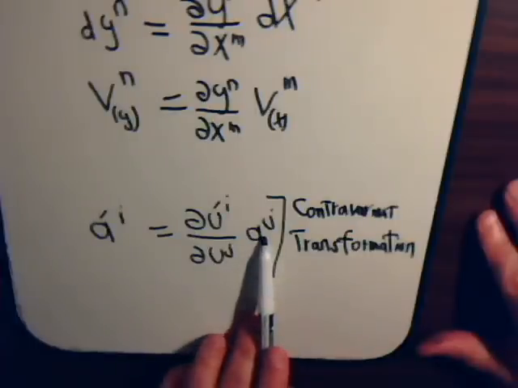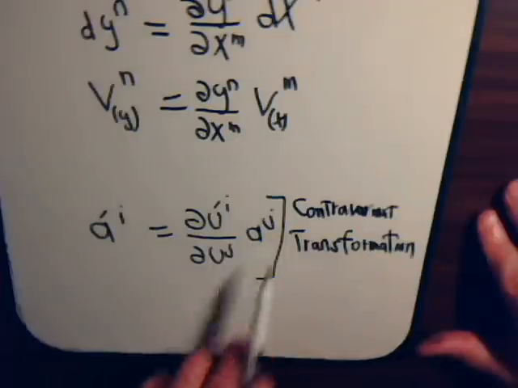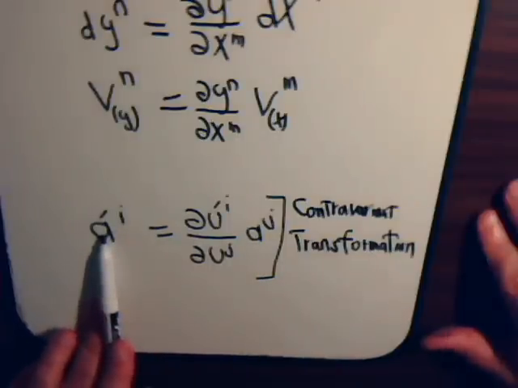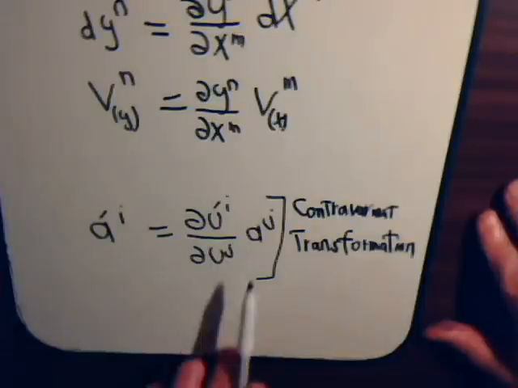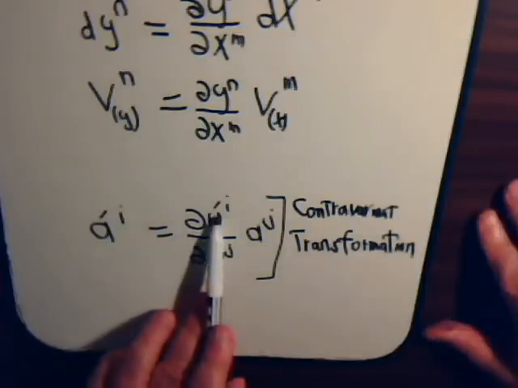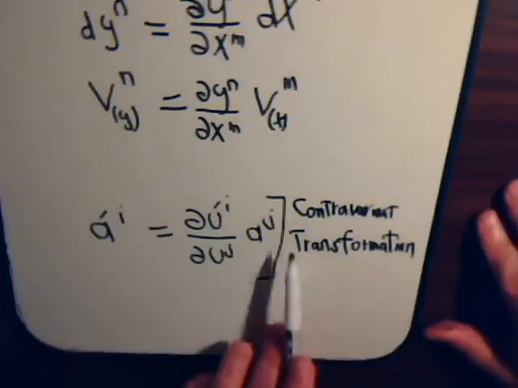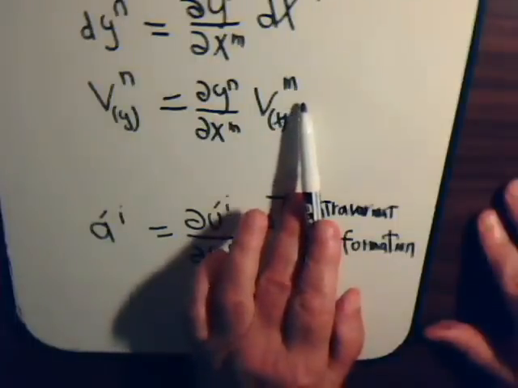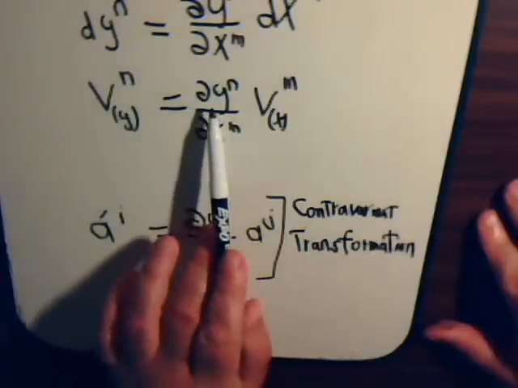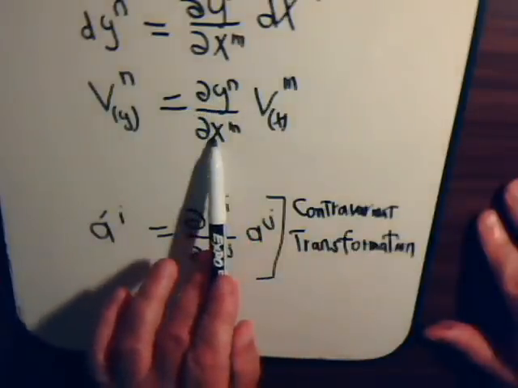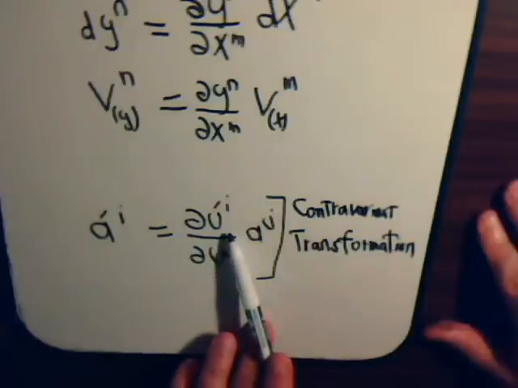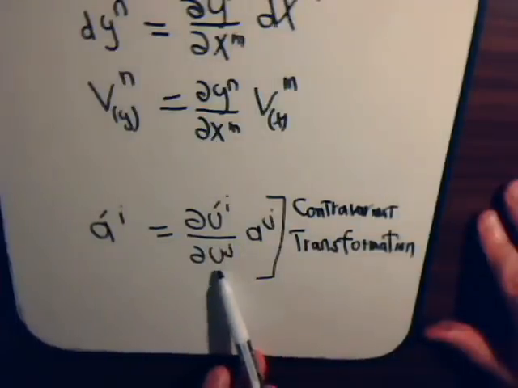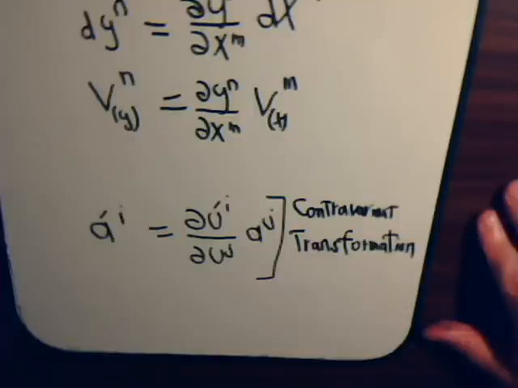Here, we're having a vector that was in our unprimed system. Here, a component of it. Here's the corresponding component in the primed system. And to go from here to here, we take these types of partial derivatives, and we sum over the repeated index, just like we're doing right here. And here, this is a partial derivative of one coordinate system with respect to another coordinate system. This is the partial derivative of one coordinate system with respect to another coordinate system. So indeed, that is a contravariant transformation.